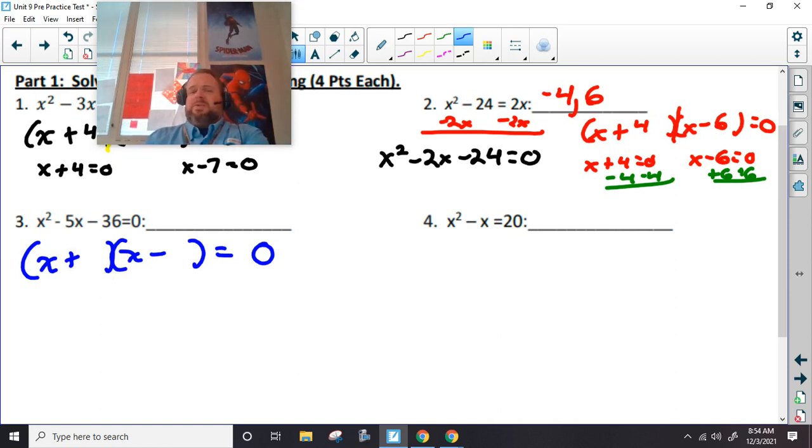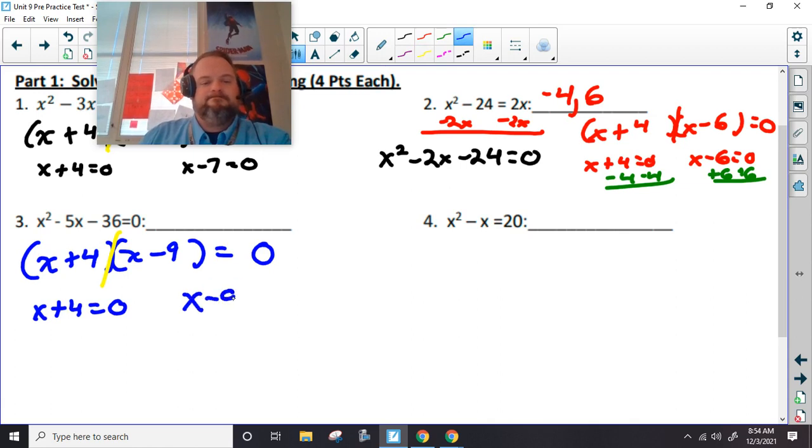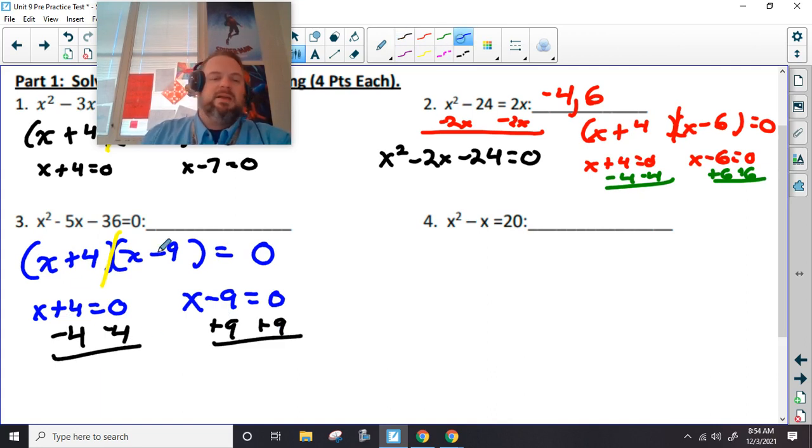What two numbers do we know that will go into 36? All right. Well, 9 and 4. What's 9 minus 4? 5. All right. So remember, if you cut it to solve, you could sit there and solve this. We would still get -4 and +9.